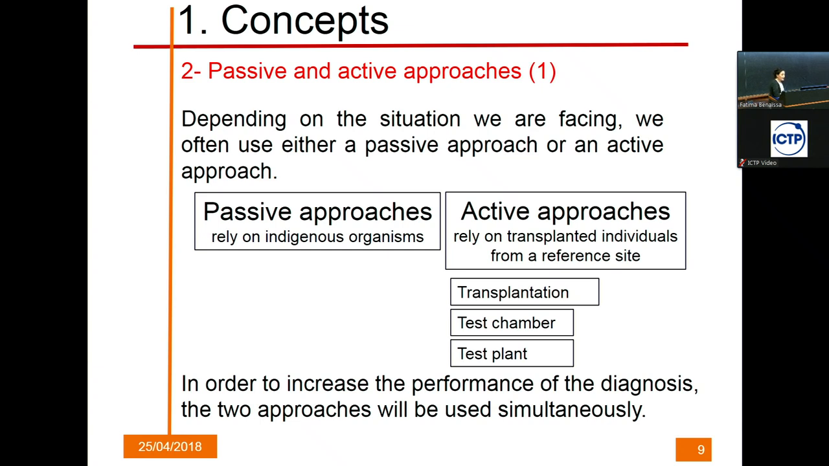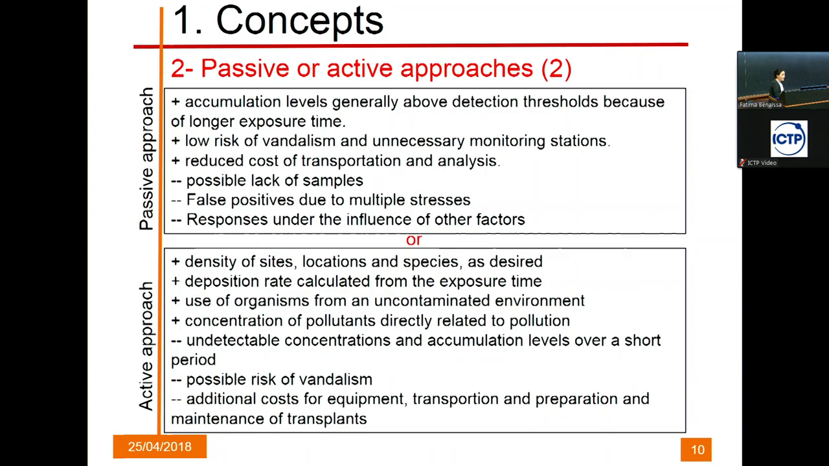Before detailing biomonitoring with plants, we have to explain some concepts like passive and active approaches. The passive approach uses organisms that are autochthonous in the region. The active approach is the transplantation of plants to measure the pollution in the desired area. The choice between passive and active approach is delicate in some cases because the two approaches have advantages and disadvantages.